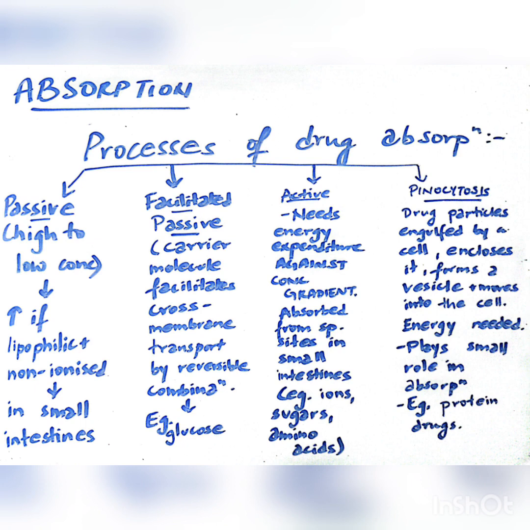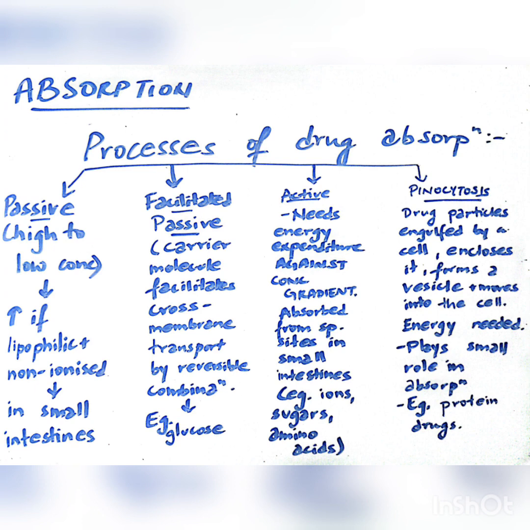Active form usually needs energy expenditure. It goes against the concentration gradient, so it takes the drug from a low to a higher concentration. It again usually has a cell receptor on the cell membrane that helps to facilitate this, and it is usually absorbed from specific sites in the small intestines, for example ions, sugars, or amino acids.